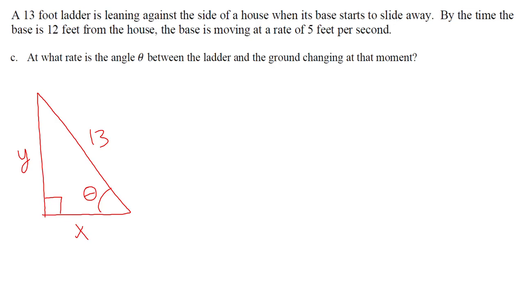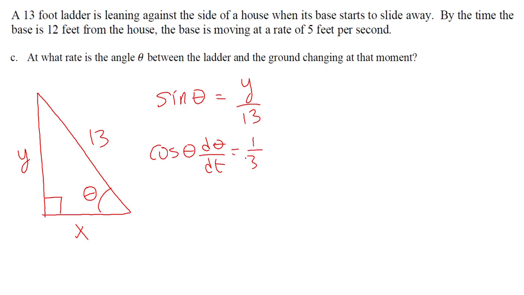But we're just looking for the rate at which that angle is changing. So, in fact, maybe we'll do this a couple of different ways. One, we'll just use sine of theta. The sine of theta ought to be y over 13, opposite over hypotenuse, right? And so if I do that, I get cosine theta, d theta dt, is equal to 1/13 of dy dt.